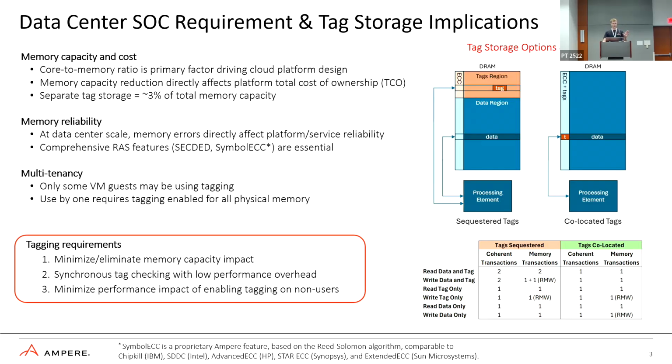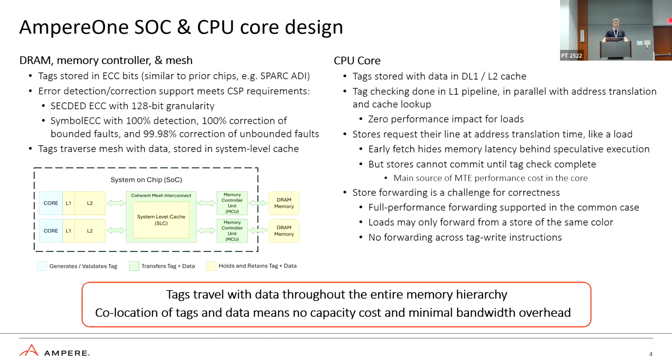So those things drove the key design goals that we were aiming for in our implementation. First of all, minimize or eliminate the memory capacity overhead or impact of tag storage. Focus on synchronous tag checking with as low performance overhead as possible, and minimize the performance impact of the availability of tagging on software that's not using it. So those requirements led us to this design.